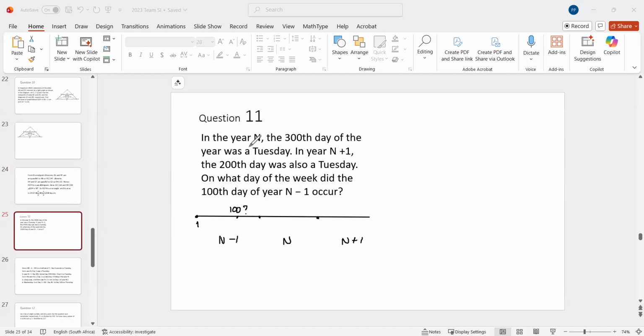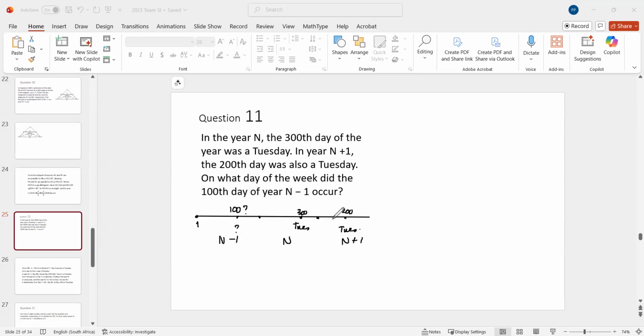Now what's given? It's given that in the year N, the 300th day was a Tuesday. But that's quite close to the end of the year. So this is the 300th day, and that happens to be a Tuesday. They also say that in the year N plus 1, the 200th day was also a Tuesday. Okay, so you've got both of these, but you don't know what that is.